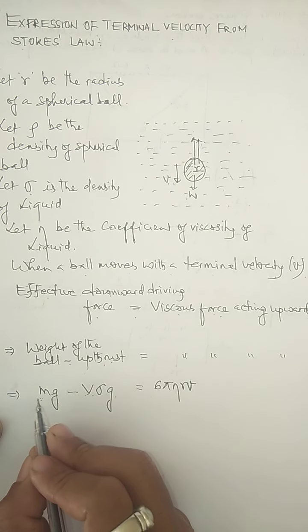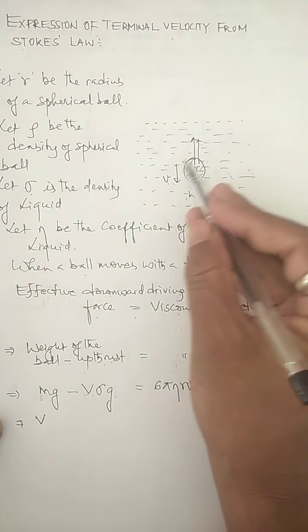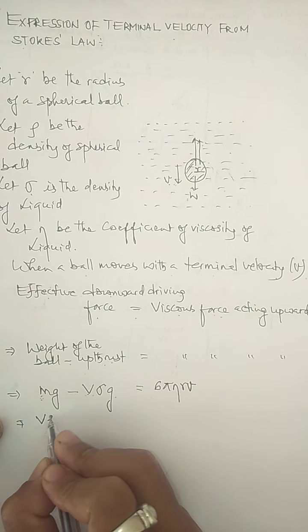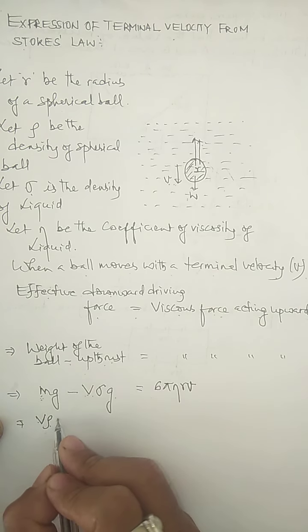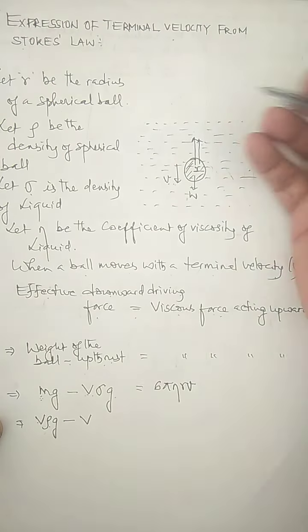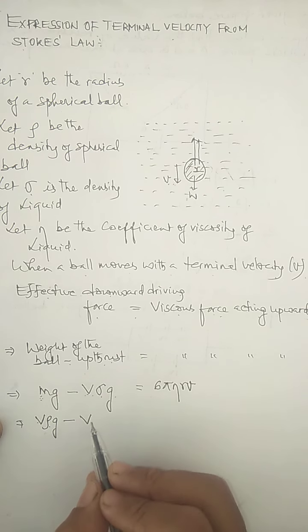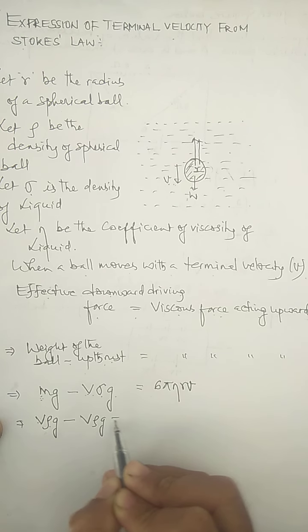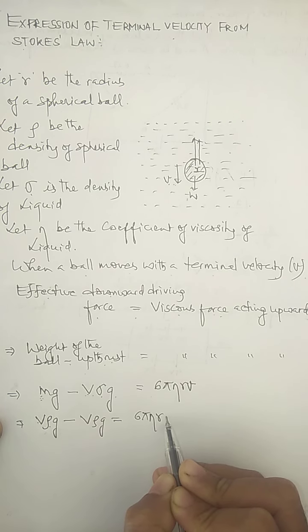But children, you know mass equals volume into density, and volume is the volume of the spherical ball. Density of the spherical ball is what? Rho. So volume and density of the spherical ball into g, minus the volume of the same spherical ball displaced by the water, density of liquid and gravity, and this is upthrust. This part we have already learned even in class 9 also, equals 6 pi eta rv.